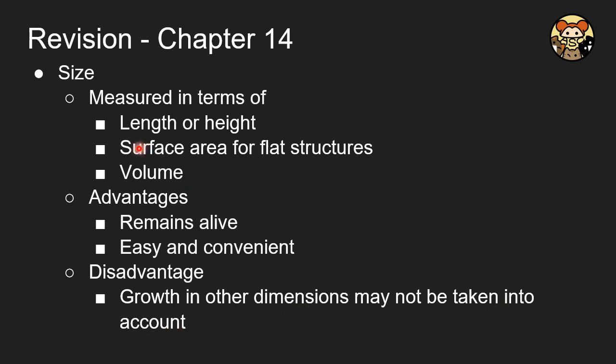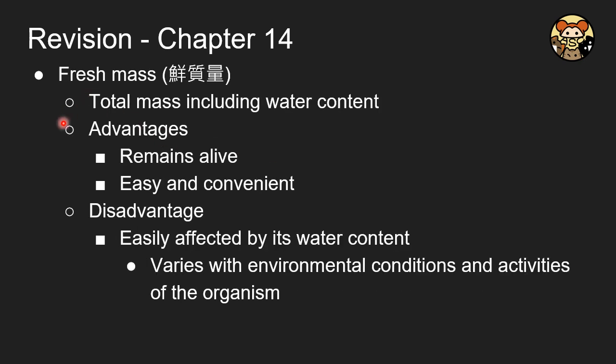Let's say you are measuring the length and height, then you may miss out the increase in volume. Let's say you are measuring the volume, then you may miss out the increase in surface area. So here are some biases of the size. So more commonly, we will use fresh mass. That is, we will measure the total mass, including the water content.